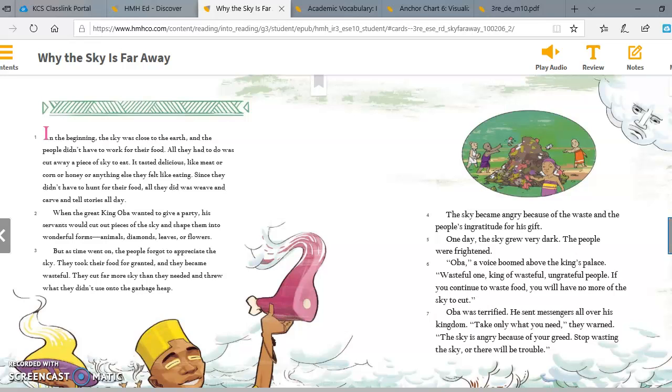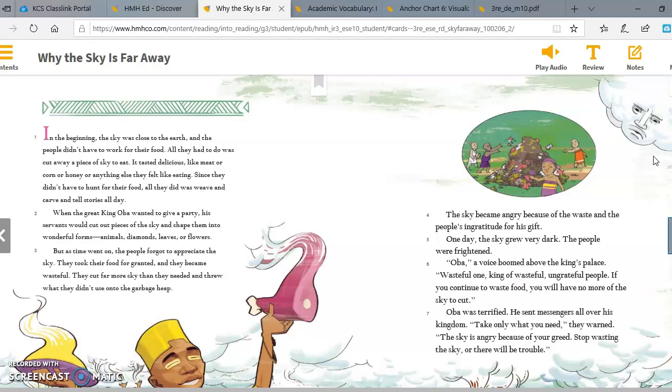So if you think here about visualizing, we can use our senses and what we've read here in the text. We can picture people dancing and having fun at one of the king's parties. Maybe they're eating yummy pieces of sky that smell like delicious food. And the fluffy blue sky shapes are flowers and birds and diamonds. But then I can also picture that garbage heap. And it is smelly and dirty and messy.